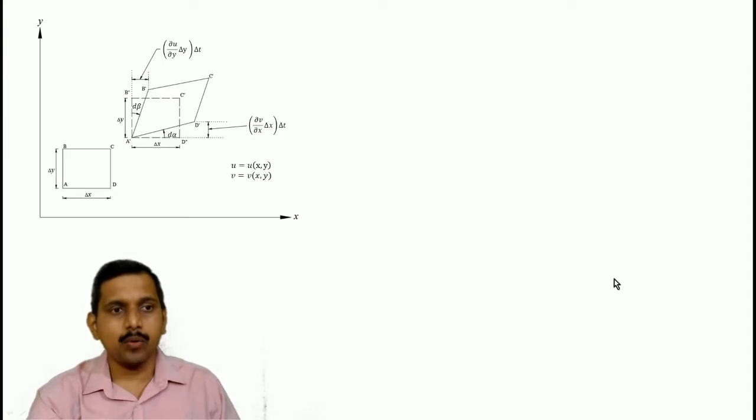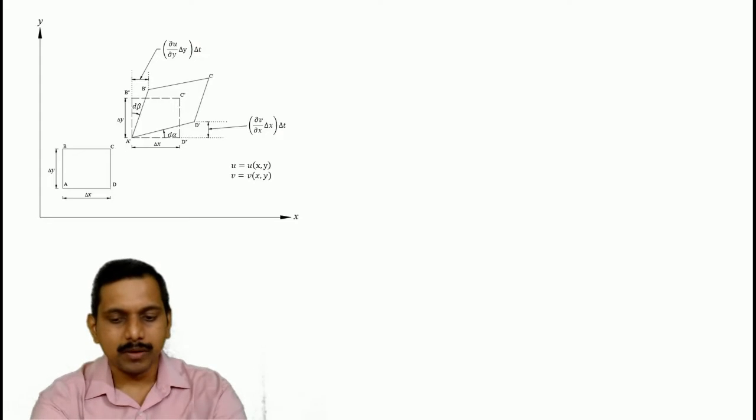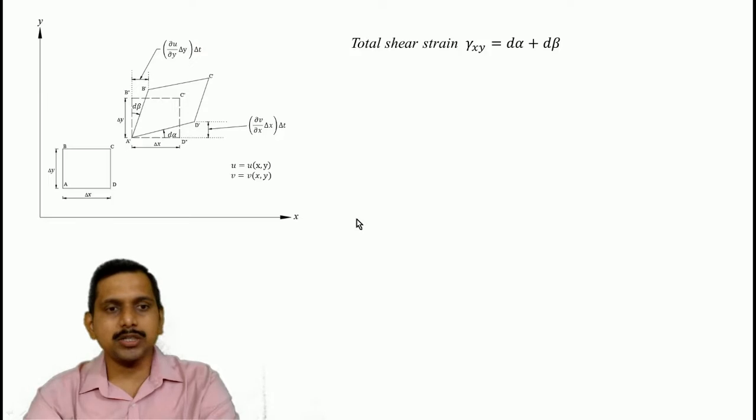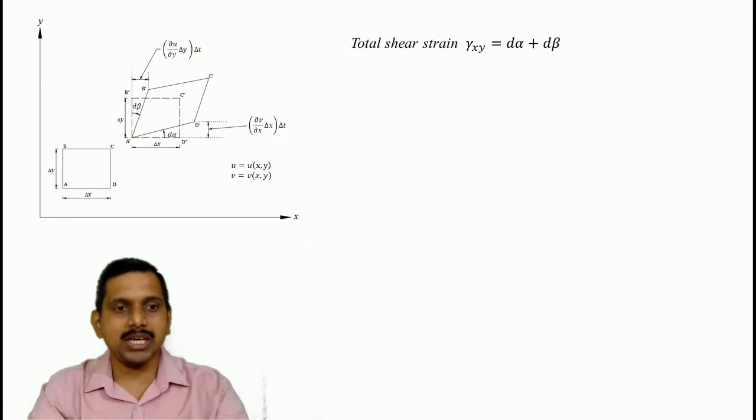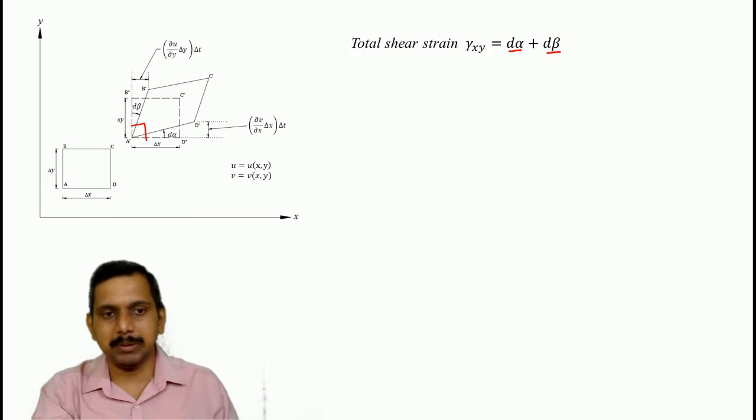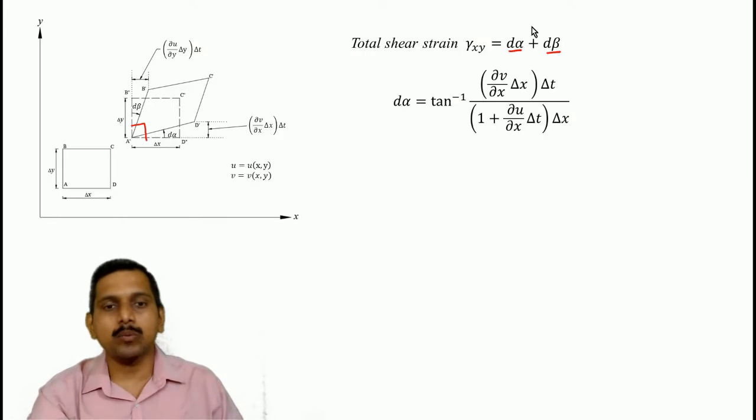Now what I have done is I have reproduced the figure here. Now what is the total shear strain? When you say shear strain, it means the change in the included angle. If you see here, the included angle initially was 90 degrees, but it has changed by d alpha and d beta. So it has changed by this particular angle. And what is that angle?